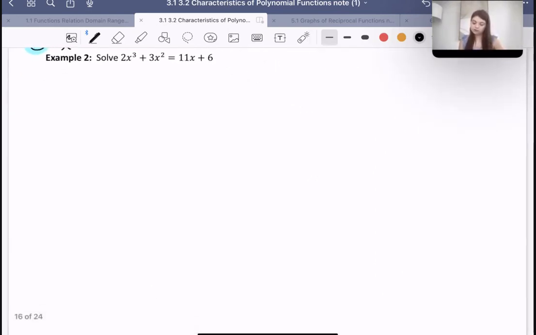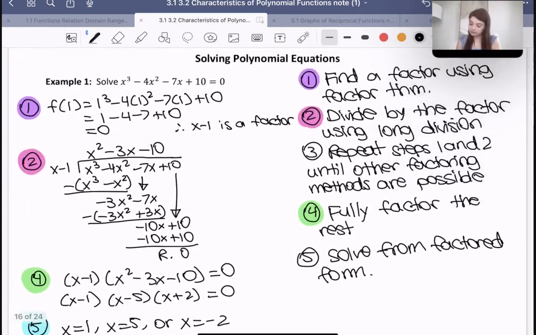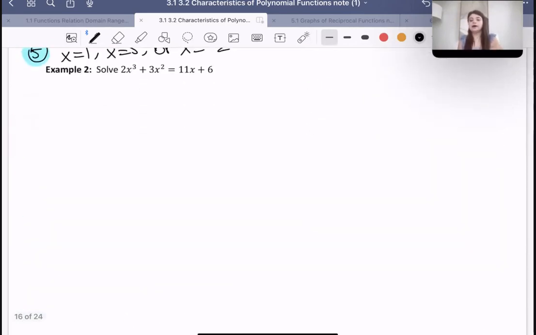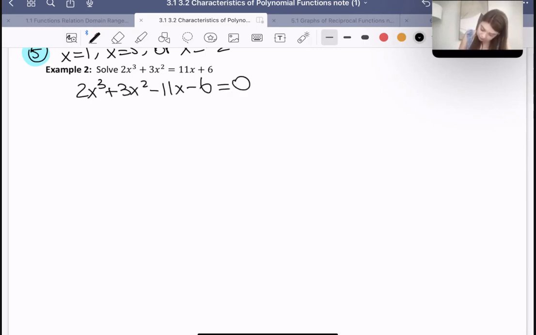So for this one, there's actually an extra step we need to do that I didn't include up here. Before we can even apply factor theorem, we need to get all of our variables and just terms in general, actually, because our constant counts here as well. We need to get all of our constants and variables and coefficients and everything onto one side, and the other side needs to just be equal to 0. So let's do that. I'm going to say that this is the same thing as 2x cubed plus 3x squared minus 11x minus 6 is equal to 0.